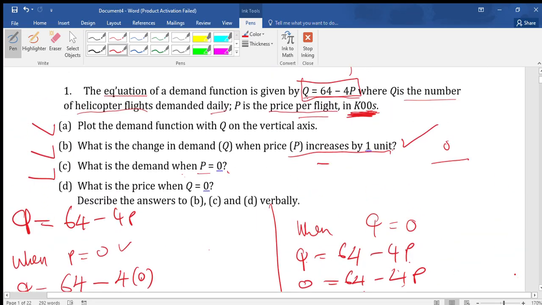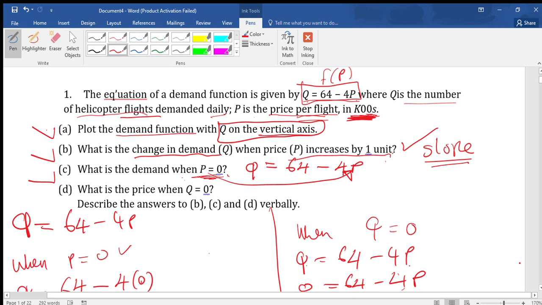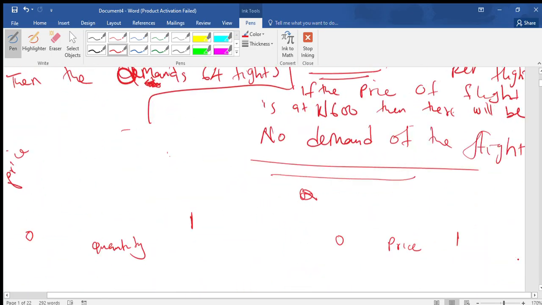So, application of linear functions. You sketch, you plot from the concept of straight lines, then the change is explained from the concept of the slope. You demand when P is equal to 0 in the same equation, and you'll be able to calculate. And then verbally, that's what we have there. I think we've explained verbally each case, B, C, and D. As simple as that.